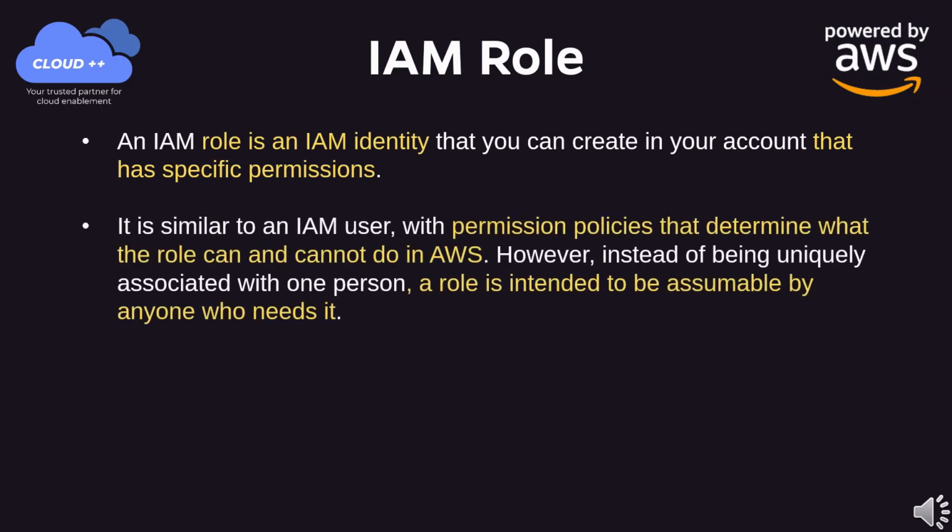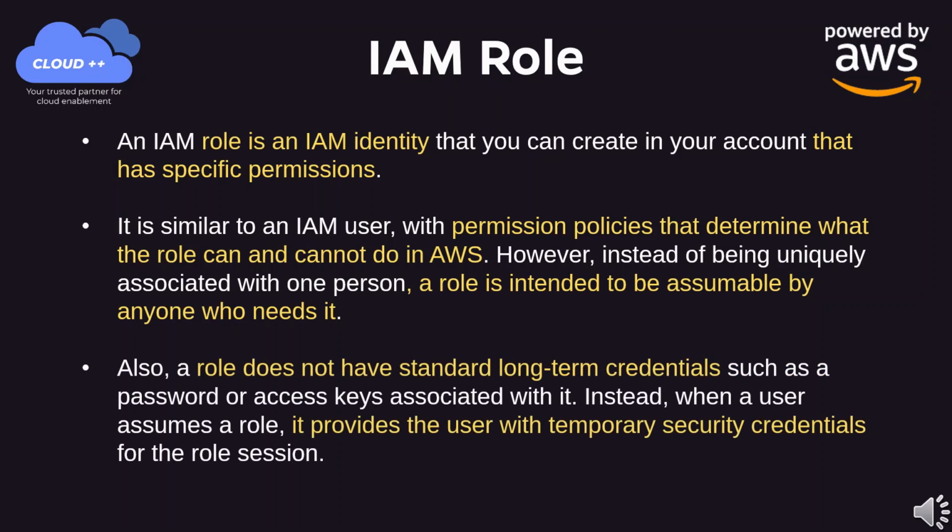It is similar to an IAM user, with permission policies that determine what the role can and cannot do in AWS. However, instead of being uniquely associated with one person, a role is intended to be assumable by anyone who needs it. Also, a role does not have standard long-term credentials, such as a password or access keys associated with it. Instead, when a user assumes a role, it provides the user with temporary security credentials for the role session.